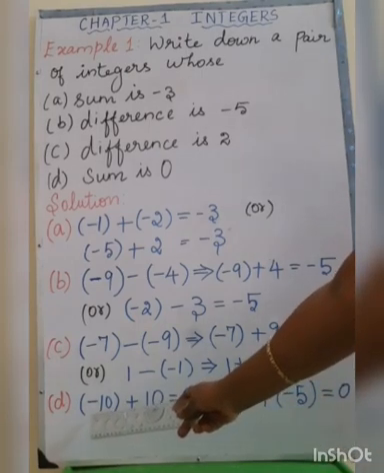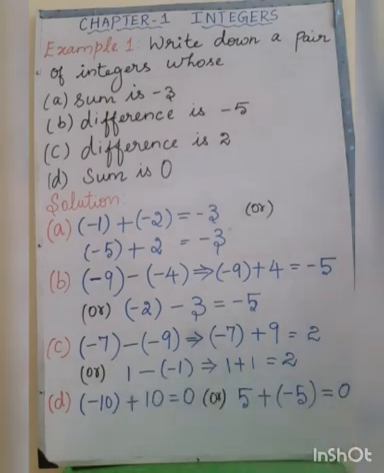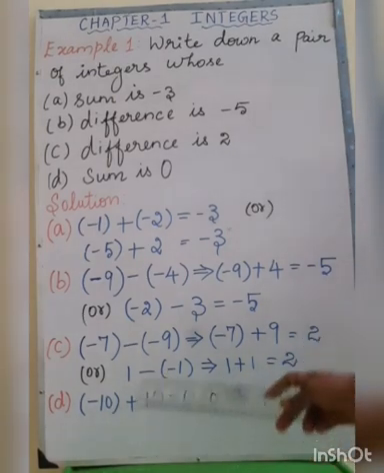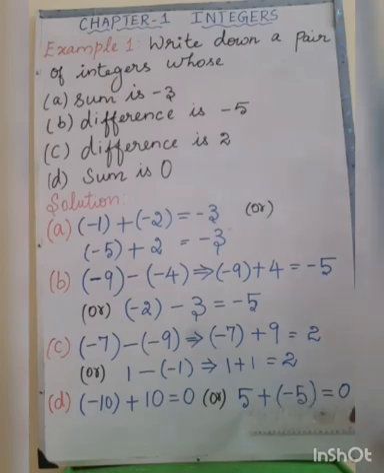So in this way, minus 10 plus 10. Plus 10 means positive 10. Minus 10 is a negative integer and 10 is a positive integer; when added, you get the answer 0. The second solution for D: 5 plus minus 5. 5 is a positive integer and minus 5 is a negative integer; when added, you get the answer 0. Okay, students.